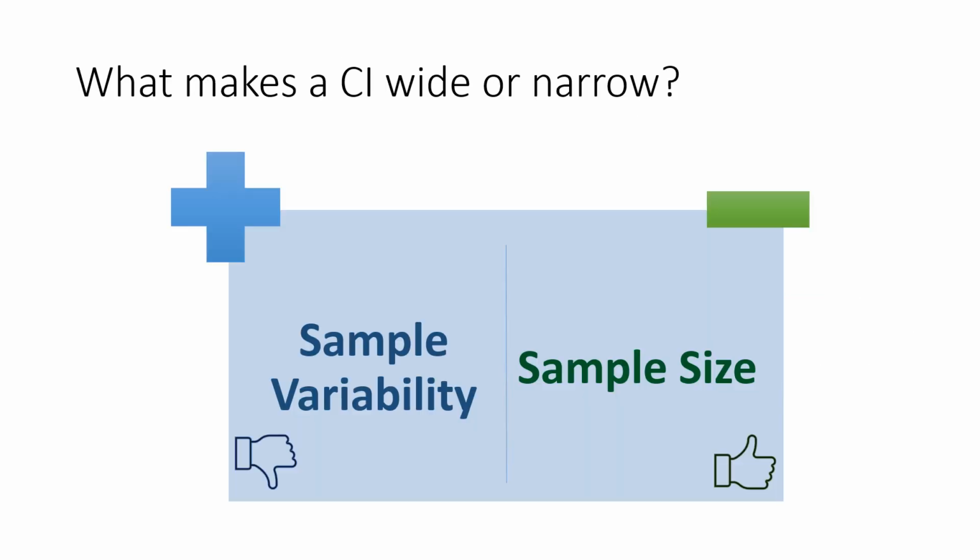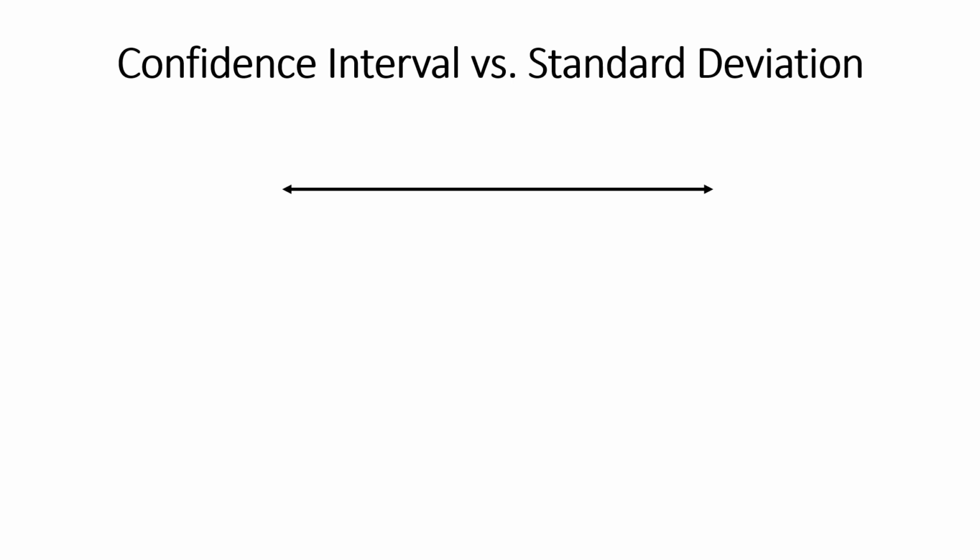If there is excessive variability in the sample, then the confidence interval will become wider and the certainty will be less. If we take a bigger sample, it will be more representative of the population, the certainty will increase, and the confidence interval will get narrower. The confidence interval is related to the standard deviation and to the sample size.